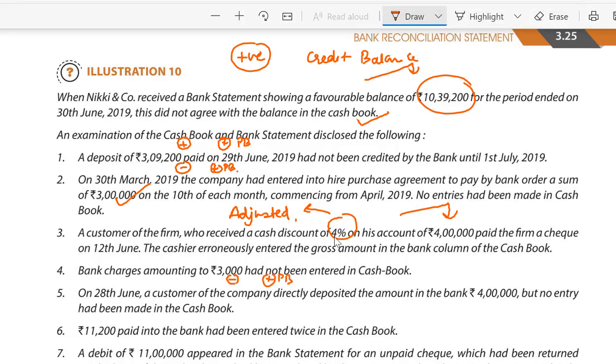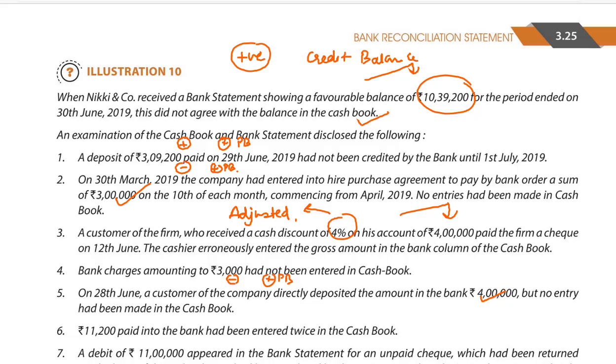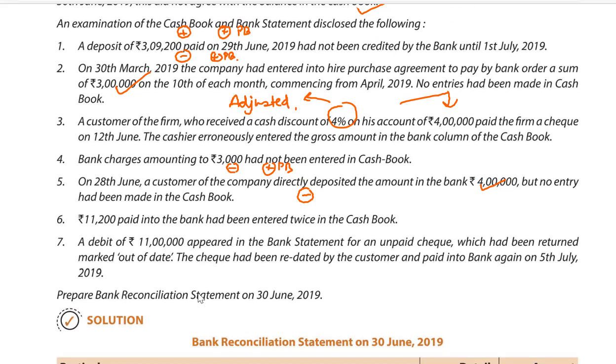On 28th June, a customer of the company directly deposited the amount in the bank, that is 4 lakh, but no entry had been made in the cash book. So in the passbook it is plus. Now we need to do what? Minus. Sixth, 11,200 paid into the bank had been entered twice in the cash book. So twice it should be entered in the cash book. In the passbook also we need to enter twice. So plus in the passbook.